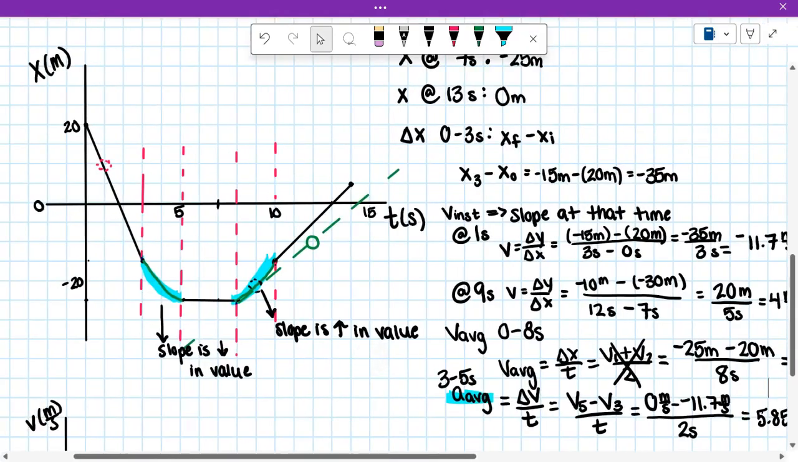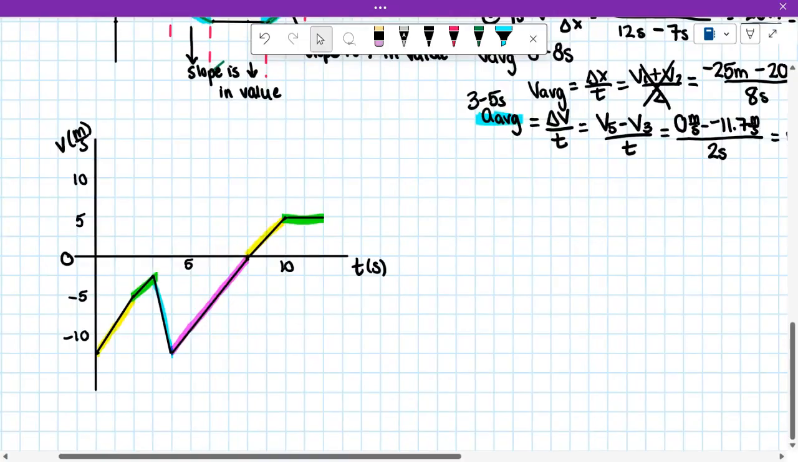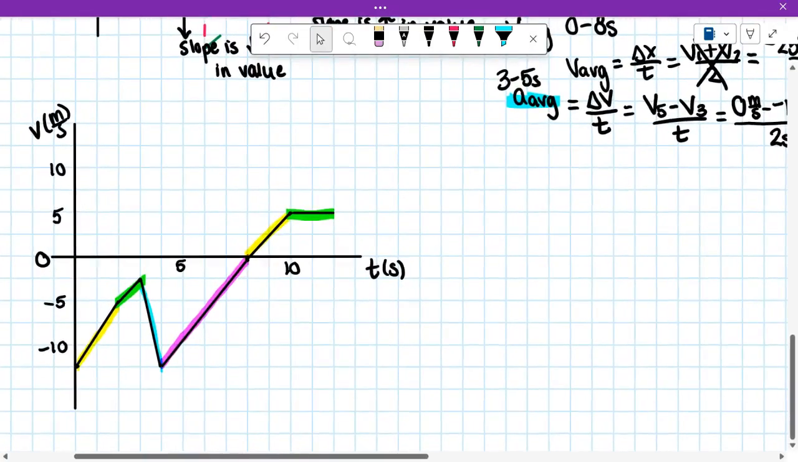If we are velocity versus time, everything changes. So here we have a velocity versus time graph. Each of those highlighted sections means that there is a different slope value.